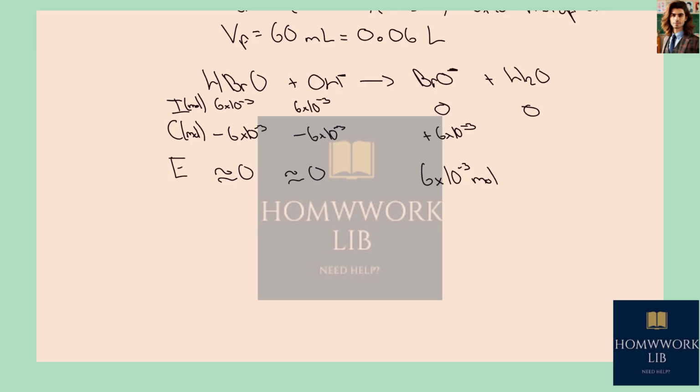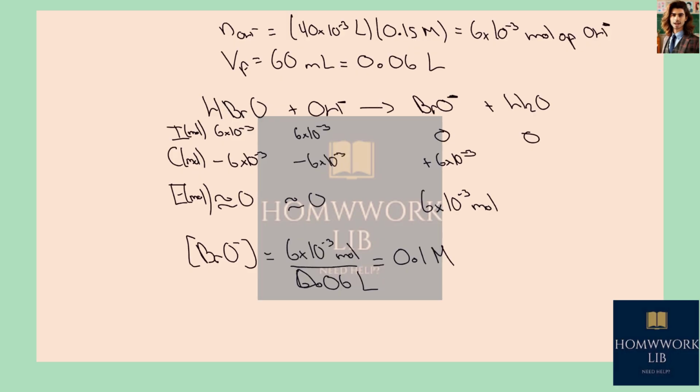So at equilibrium, my concentration of BrO minus is going to be equal to 6 times 10 to the minus 3 mole divided by my 0.06 liters, right? 0.06 liters. So we have a 0.1 molar concentration of the conjugate base. So how do I calculate the pH from this information?